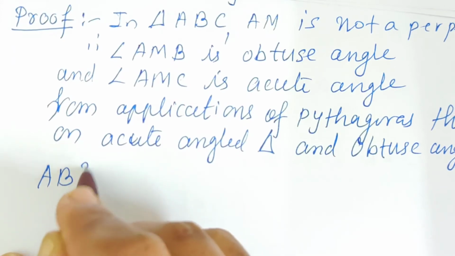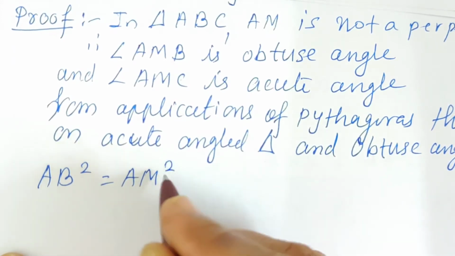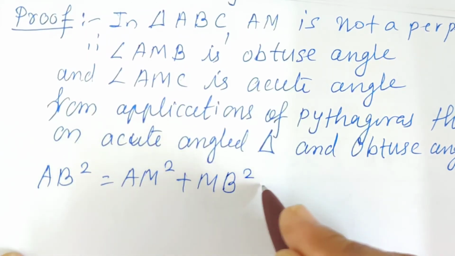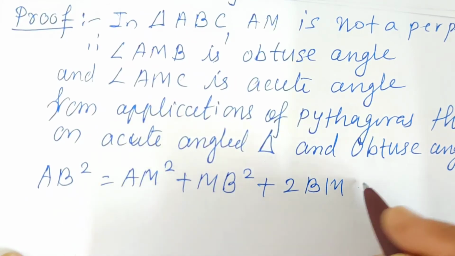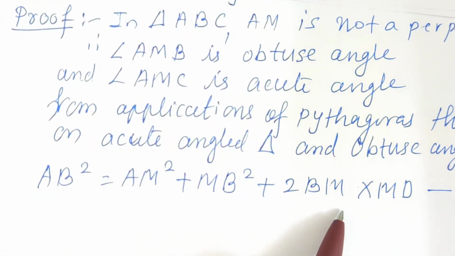AB square equal to AM square plus MB square plus double of BM multiply by MD. This is the first equation. So this we wrote from the application of the Pythagoras theorem in the obtuse angle triangle.